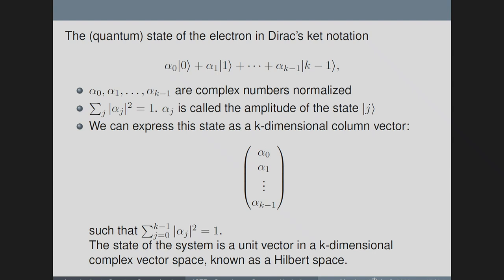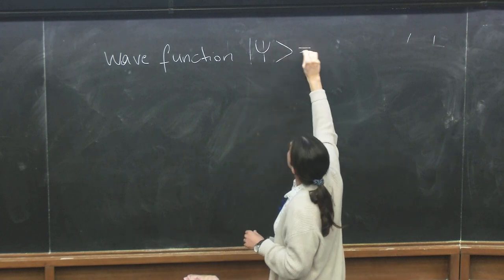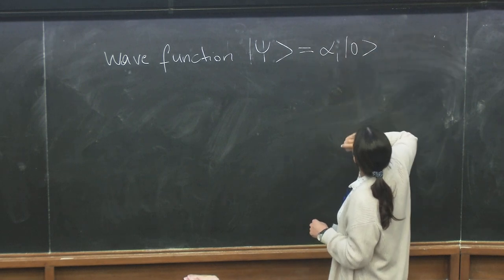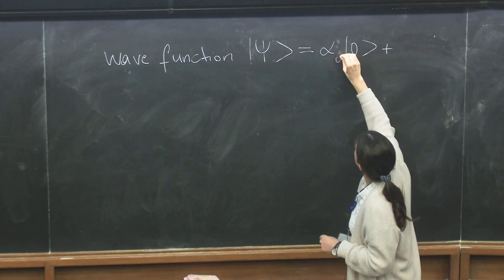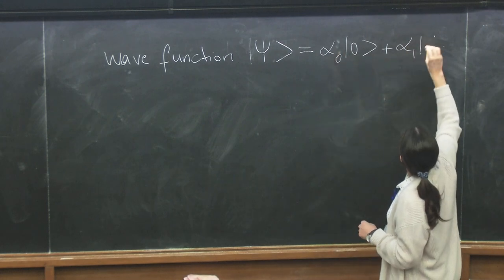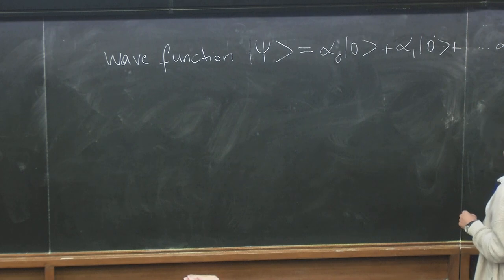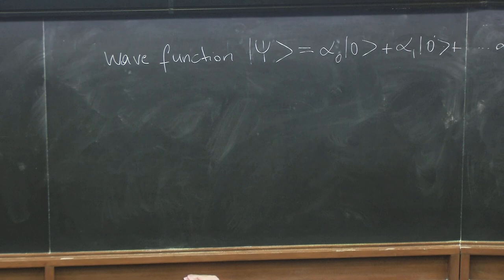So you have your quantum state, and you want to write your wave function. This is something very important now: when you write your wave function, the way your qubit state evolves under Schrodinger's equation, you have a wave function. We typically call it capital Psi, again in the ket notation. Then you have a probability amplitude in front of it. So you may have the 0 state plus, you could call this alpha sub 0, and then you have alpha sub 1 up to alpha sub k minus 1, right?